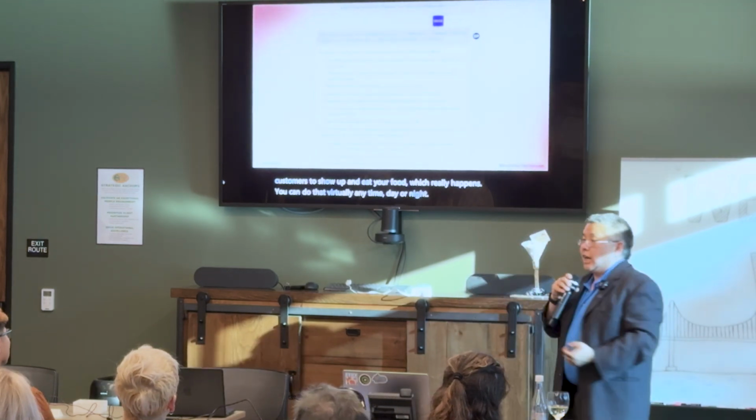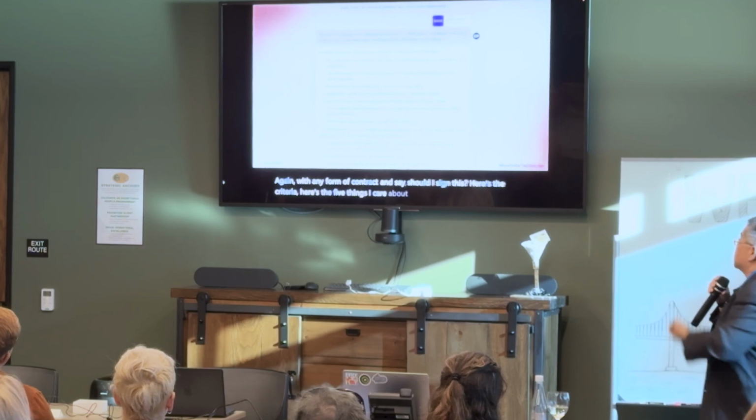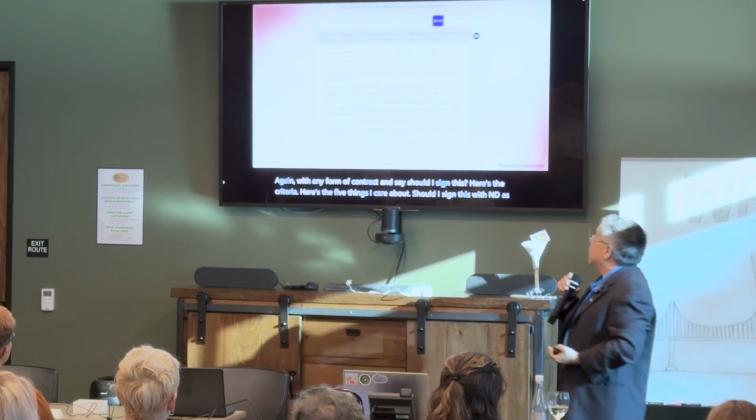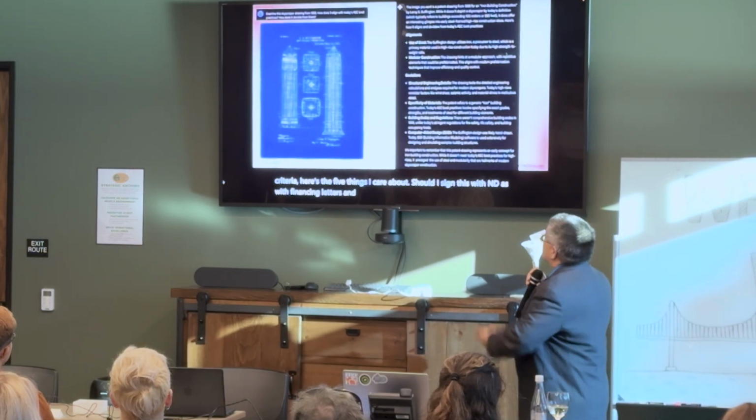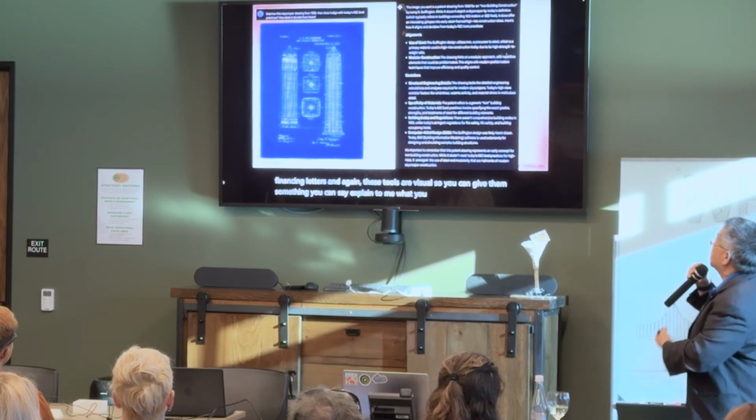Again, with any form of contract, you can say, should I sign this? Here's the criteria. Here's the 5 things I care about. Should I sign this? With NDAs, with financing letters. And again, these tools are visual, so you can give them something and you can say, explain to me what you see. I did this one just as a toy example.